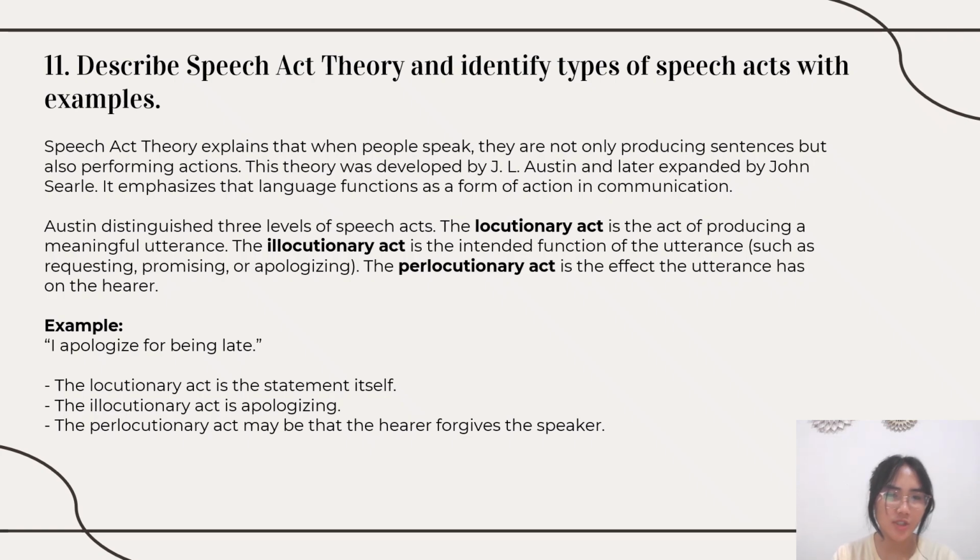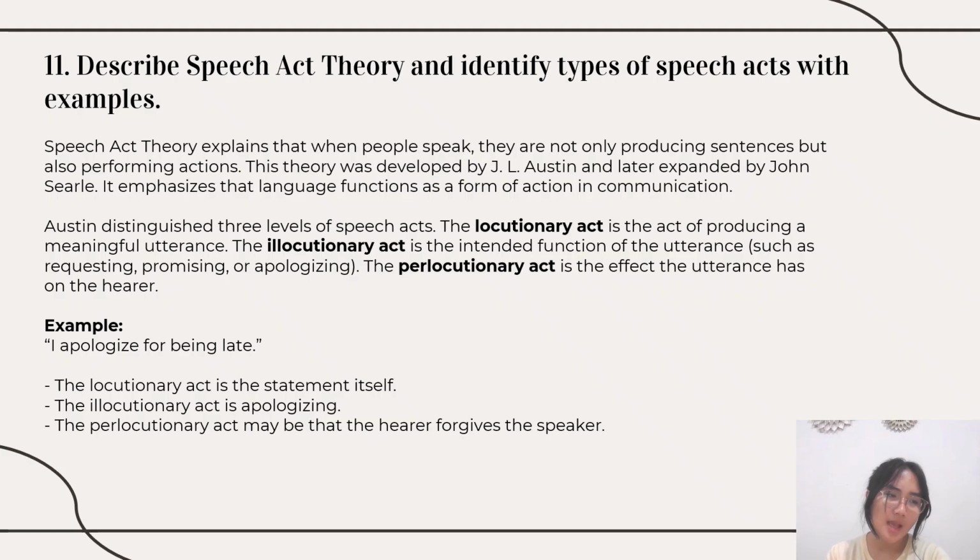Austin distinguished three levels of speech acts. The locutionary act is the act of producing a meaningful utterance. The illocutionary act is the intended function of the utterance, such as requesting, promising, and apologizing. The perlocutionary act is the effect the utterance has on the hearer.